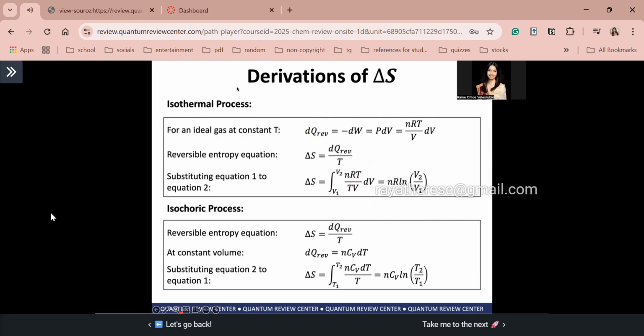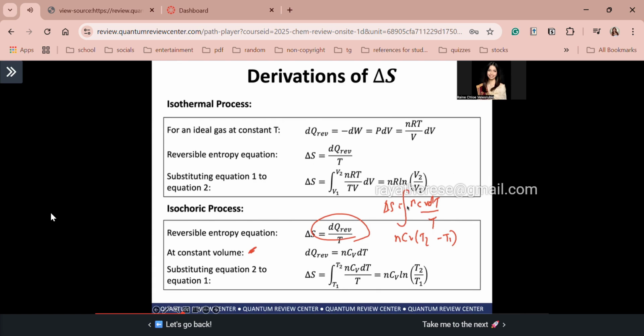O, next, for isochoric process naman, so we know again, this is the reversible entropy equation. Okay? Dapat memorize na to, guys, because ito yung standard equation for delta S. Then we know that at constant volume, isochoric, the heat is equal to nCv dT, right? nCv (T2 minus T1). Let's just substitute equation 2 to equation 1. So, we get delta S is equal to nCv dT over T.